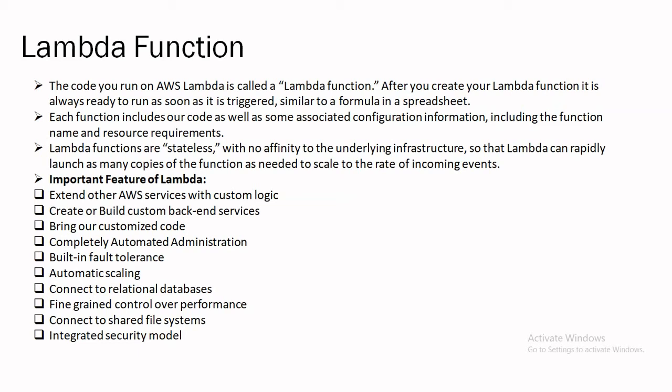Sixth is automatic scaling. Whenever it is needed, it automatically scales to support the rate of incoming requests without requiring you to configure anything. There is no limit to the number of requests your code can handle. AWS Lambda typically starts running our code within milliseconds of an event, and since Lambda scales automatically, the performance remains consistently high as the frequency of events increases.